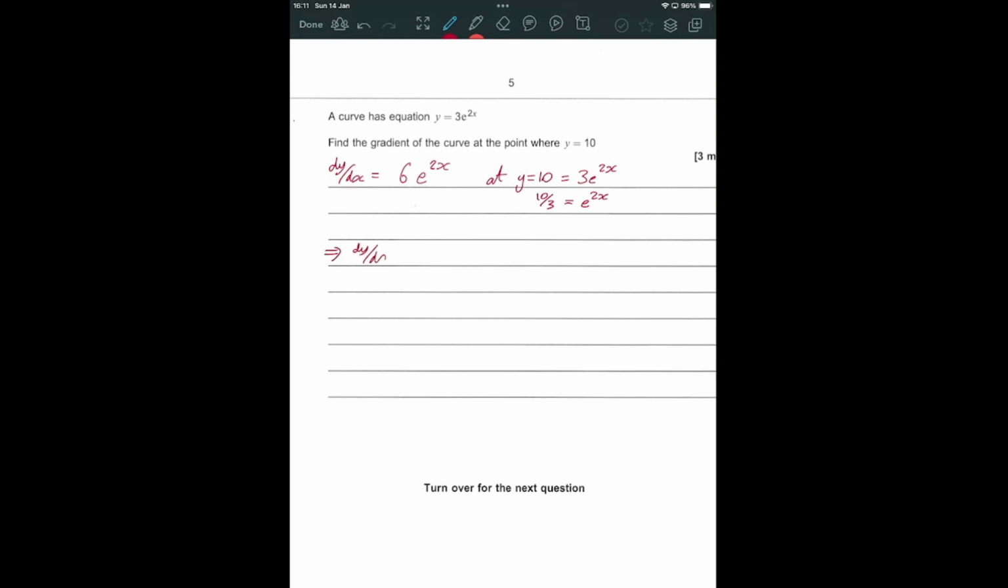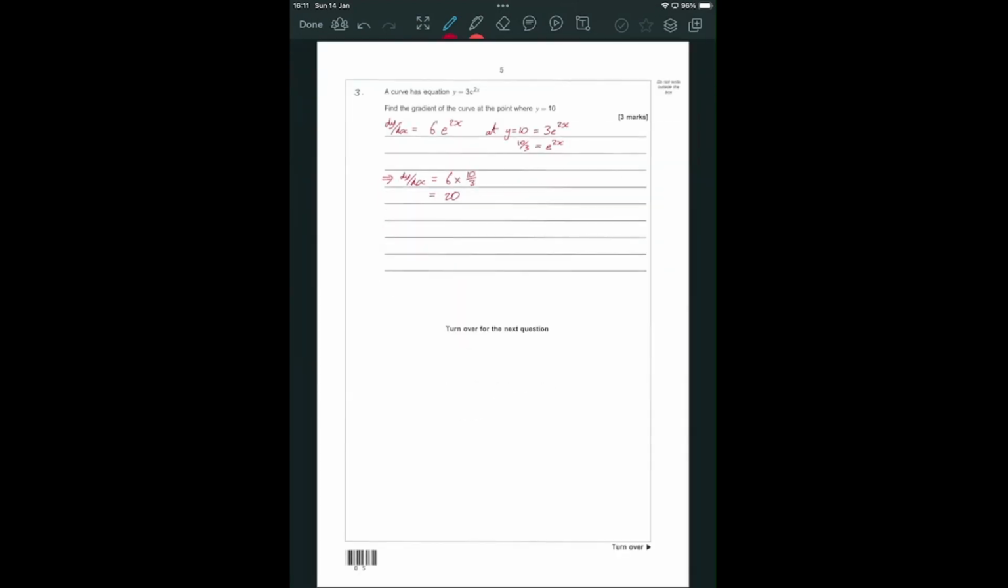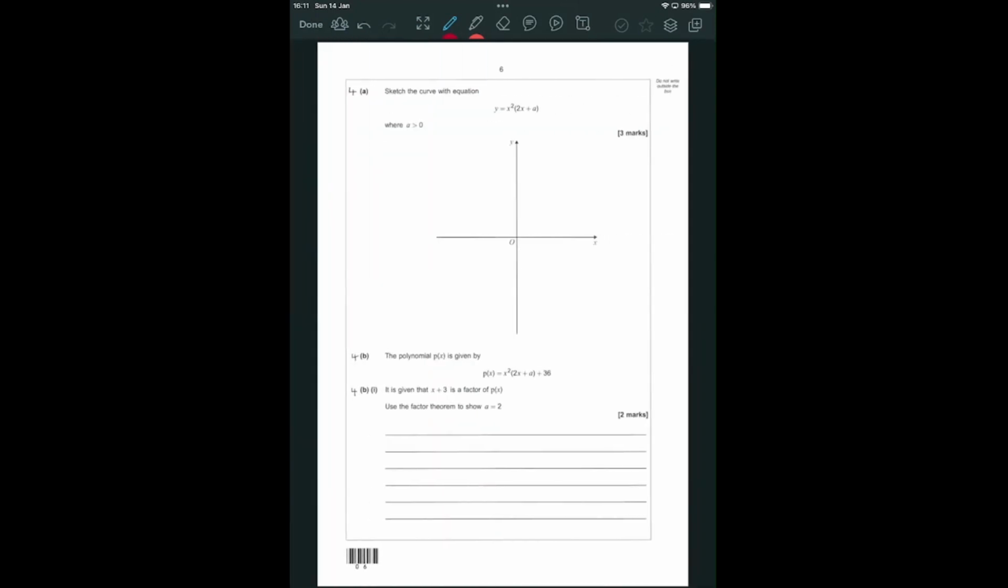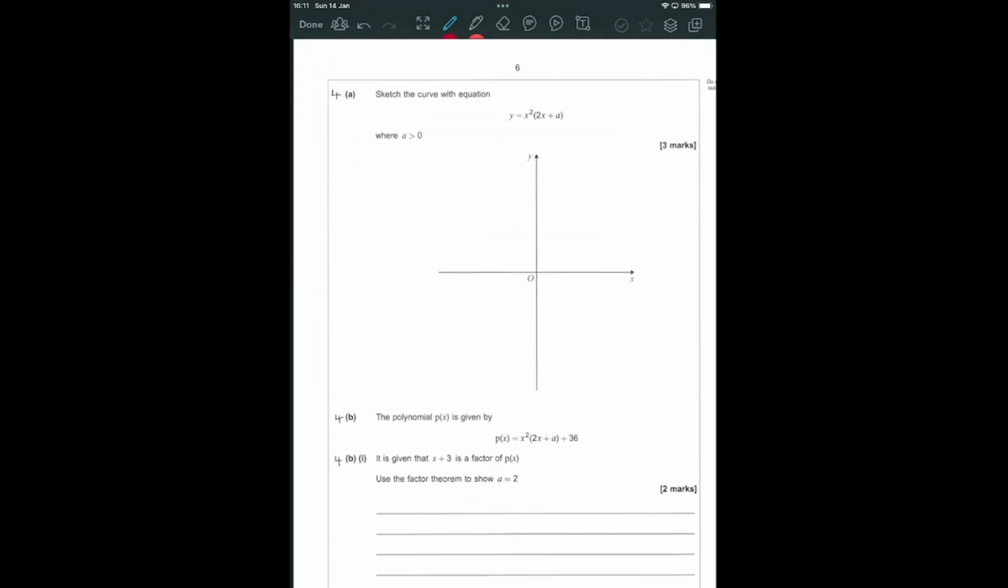Because the dy by dx has that e to the 2x in it, I don't care what x is if I know what e to the 2x is. So I'm going to replace the e to the 2x rather than doing extra work to then undo that extra work. 6 times 10/3 is 20, and that is my gradient. There were, as I hinted, more sneaky tricks to do even less work. But of course, the sneakier the trick, the more work it takes to think about them.